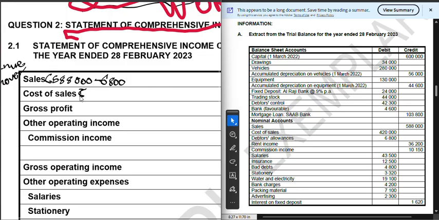We go back now. We look at the cost of sales. Open bracket. How much is the cost of sales? That's 420,000. Now we are done with these two. We are done with sales, cost of sales, debtors allowances.